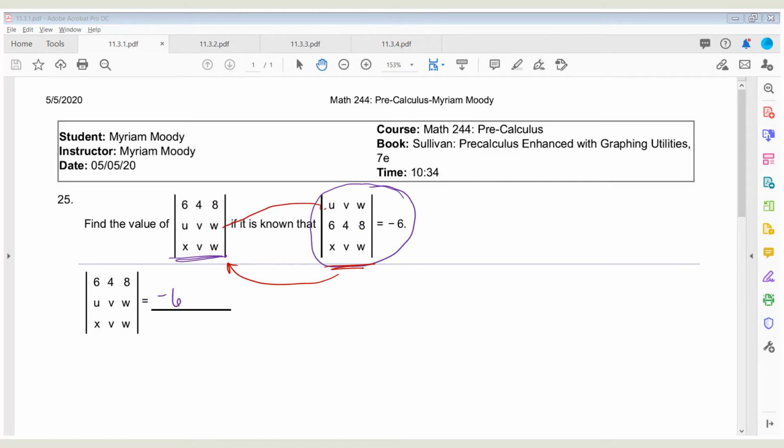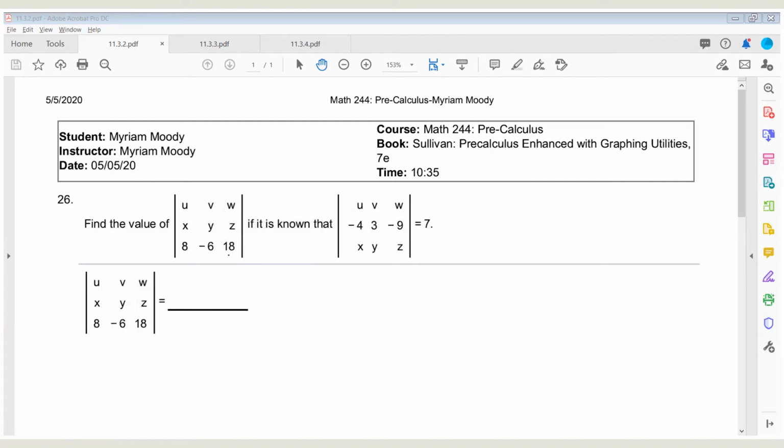648 is supposed to be second row. Oh, wait, it's not second row. It went to first row. UVW stayed the same place. So what happened? Yeah, we had two rows switch. And by the property, that means I take this negative 6 and I multiply by a negative 1. Did anything else happen? No. So in other words, the value or the determinant of this new matrix is 6. I don't have to recompute. I just multiply by negative 1, the original value, and here we go. Cool? Okay, let's look at this next one.